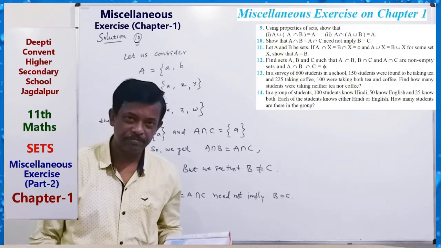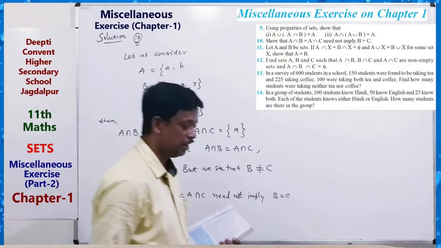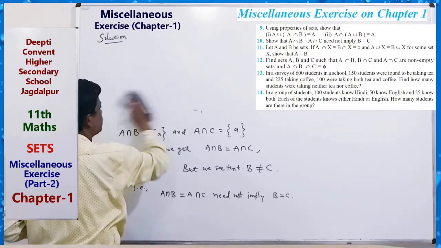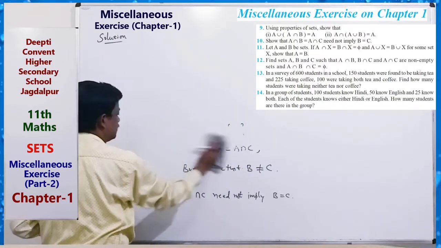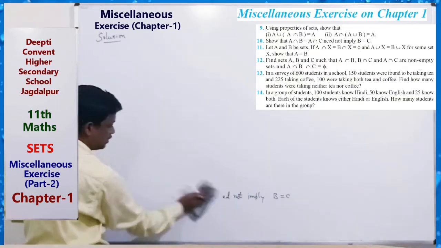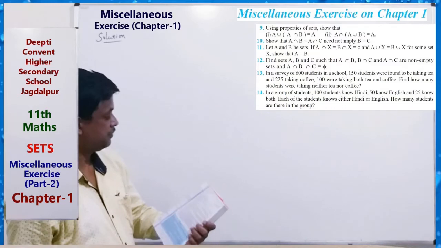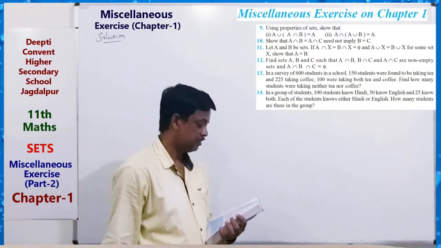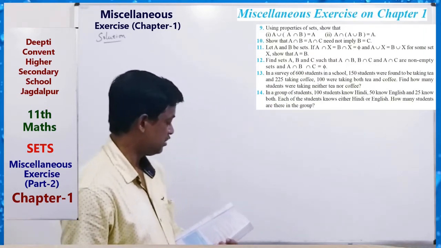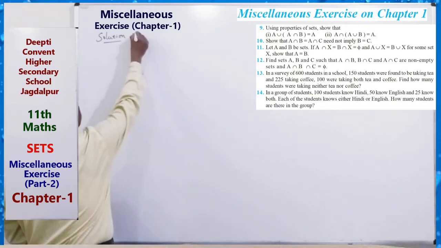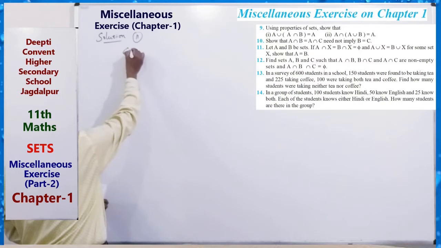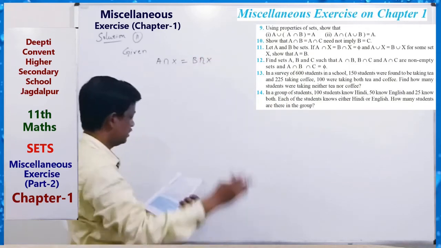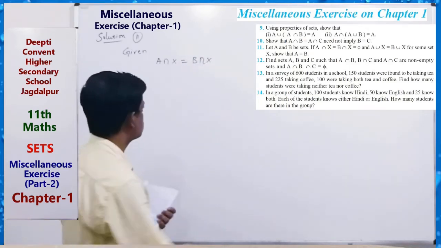Okay? Simple. Now, take question 11. Question 11 gives two sets A and B, and these two conditions are satisfied for some set X, then show that A equals B. Here in 11, given A intersection X equals B intersection X, and both equal to the empty set.